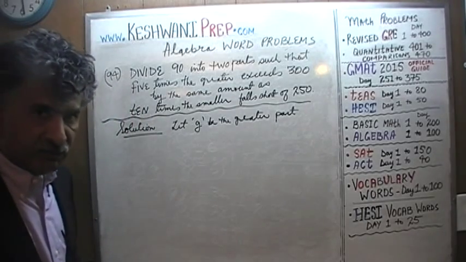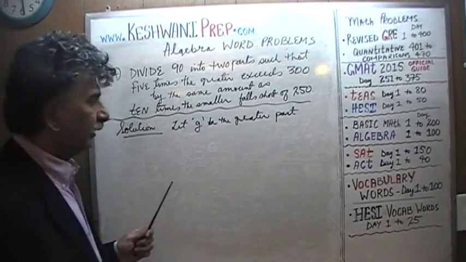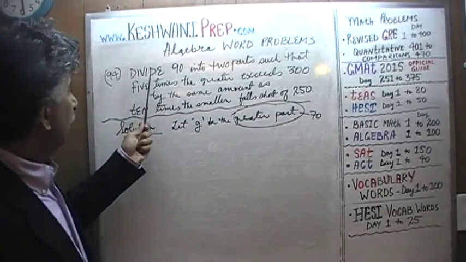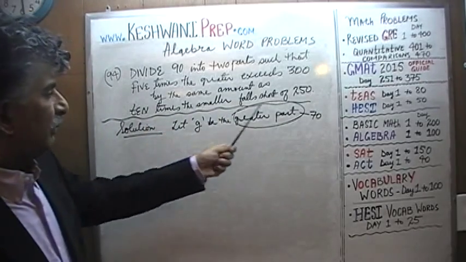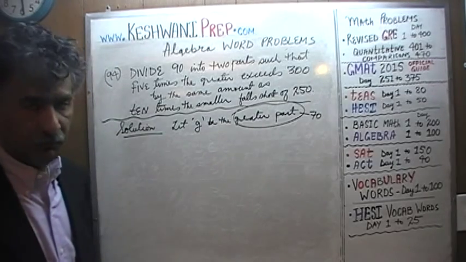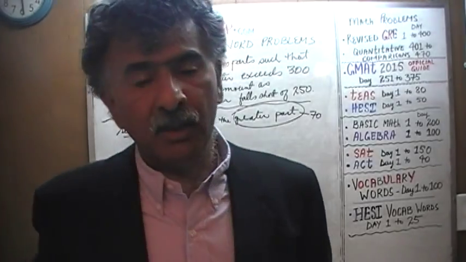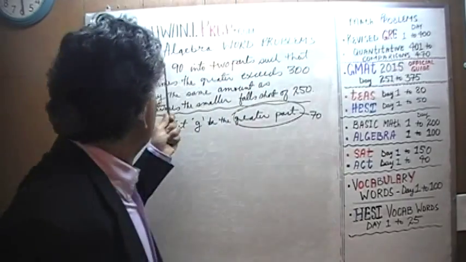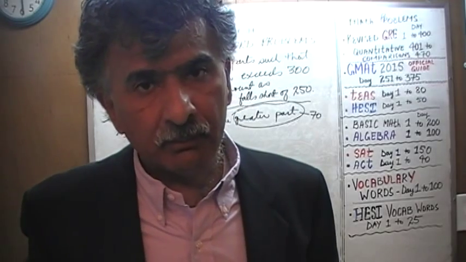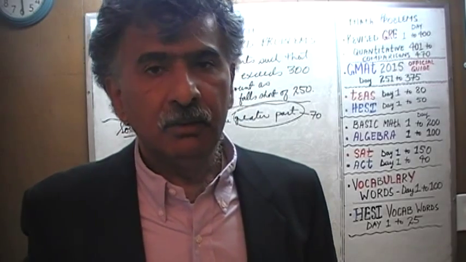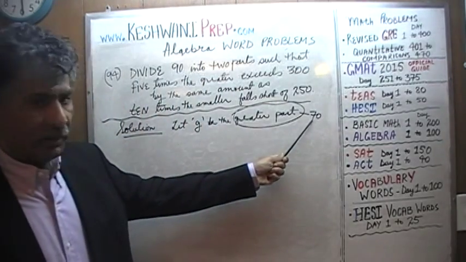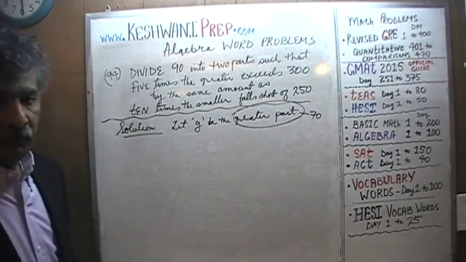If G is the greater part, and if it makes it easier for you, think of this as a number. If you were to define this greater part as 70, divide 90 into two parts such that the greater part is 70, then the smaller part would have to be how much? Obviously the smaller part is 20. How did you find 20? You found 20 by subtracting the greater part, 70, from the total.